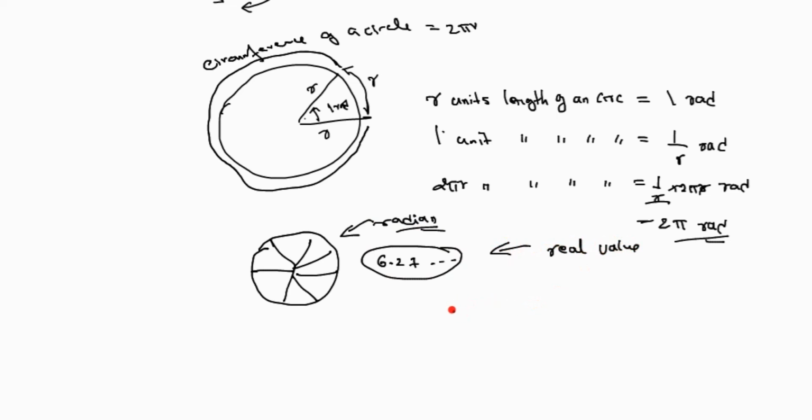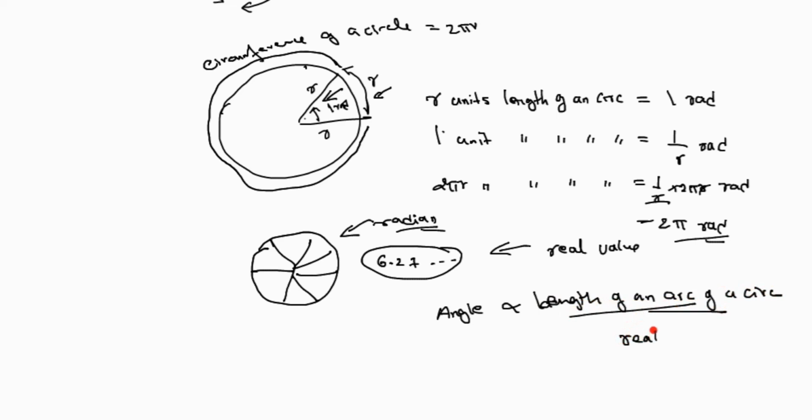So that is the concept of radian, and this is a real value, because we have seen that angle here is directly related to an arc of the circle. Angle is directly related to the length of an arc of a circle. That means the length of an arc of a circle is a real value, and this angle also turns out to be real.